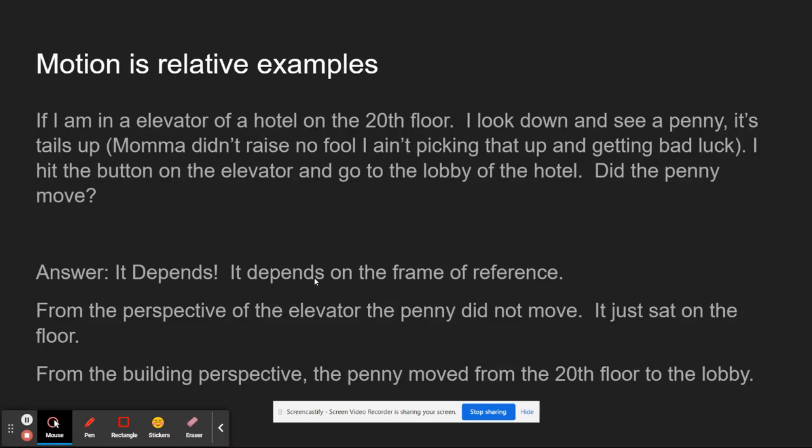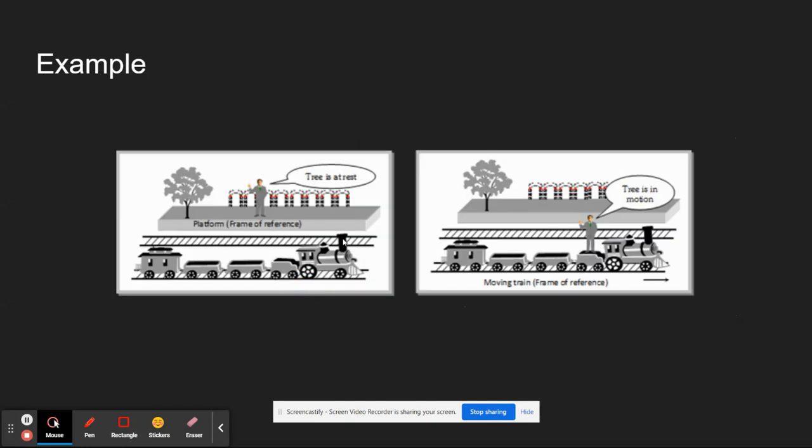In relation to the elevator, I didn't move. I hit the button and stayed in the same spot in the elevator. But relative to the building, I clearly changed positions. I went from the 20th floor to the basement. So there's another example of how it depends on how you're viewing it. Did the object move? Yes, no, maybe. It's how you are looking at it. From within the elevator, me and the penny didn't move. From outside the elevator, we did, relative to the building.